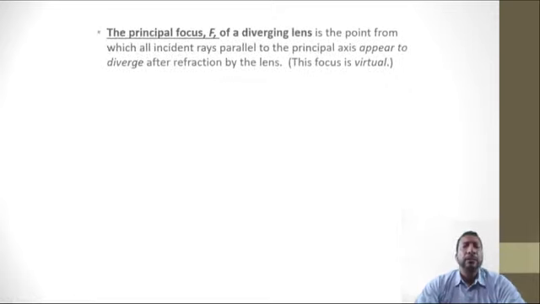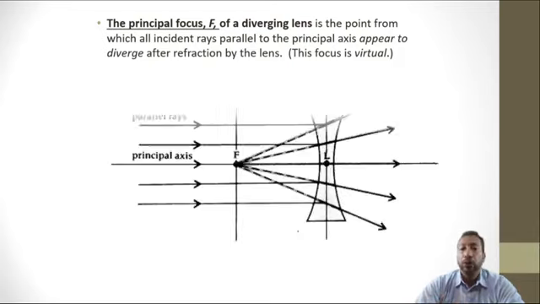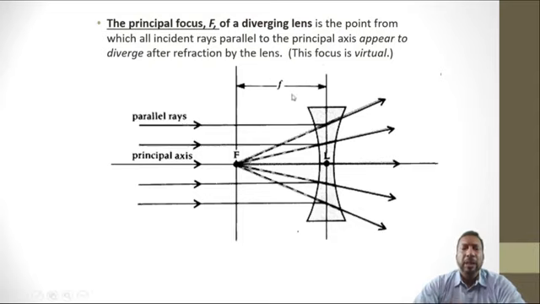Next, we have the definition for the principal focus, capital F, of a diverging lens. It is the point from which all incident rays parallel to the principal axis appear to diverge after refraction by the lens. This focus we say is virtual. Why is it virtual? It's because the light rays appear to come from this principal focus of a diverging lens, but in reality, they do not come from there. We hence draw these rays with dotted lines to show that they are virtual light rays. So this is a virtual focus.